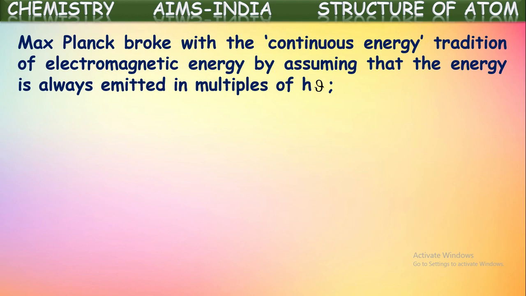Max Planck broke with the continuous energy tradition of electromagnetic energy by assuming that energy is always emitted in multiples of h nu. Yes, till before him, all scientists had assumed that energy is continuous. So the energy emitted by the particles was considered continuous. But Max Planck broke this tradition.